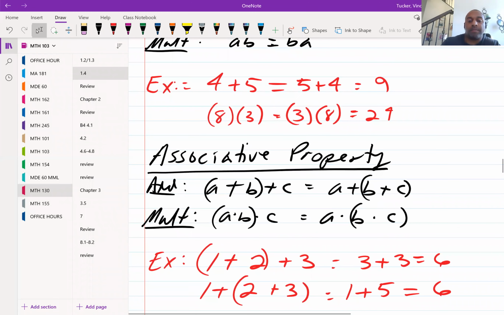An example of that: we have 1 plus 2 plus 3. If I do 1 plus 2, that'll be 3, then 3 plus 3 is 6. Or if I do 2 plus 3, which is 5, and then 1 plus 5, I'll still get 6.